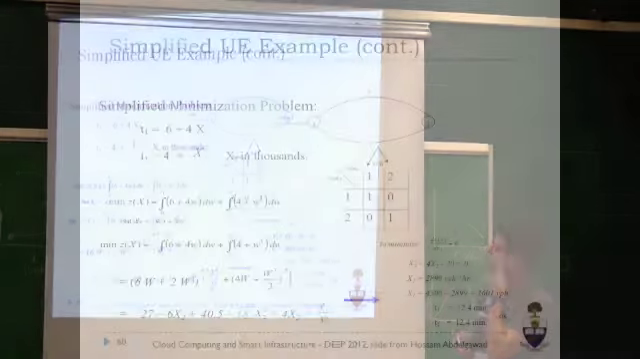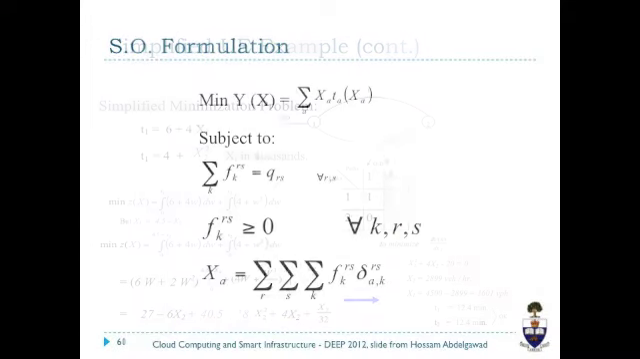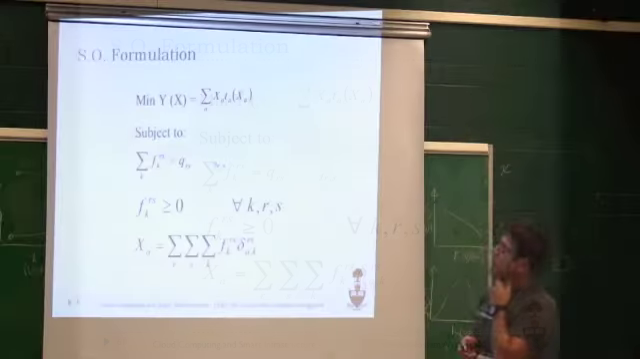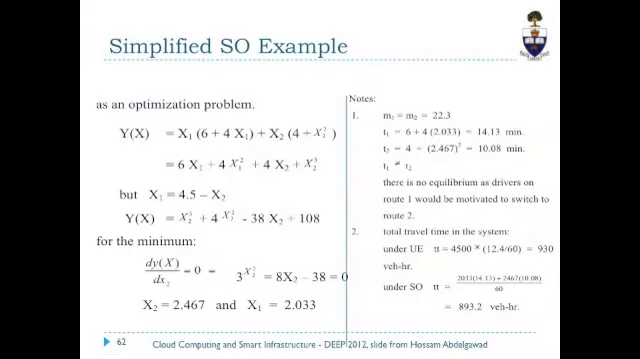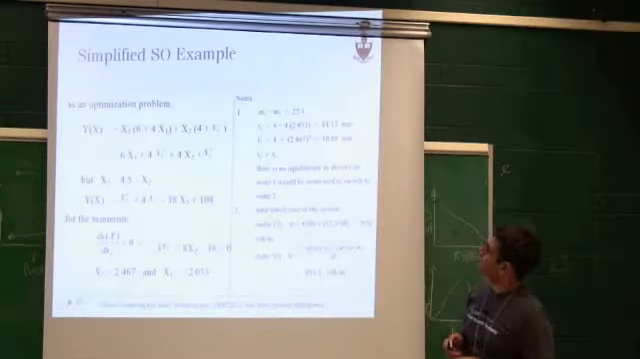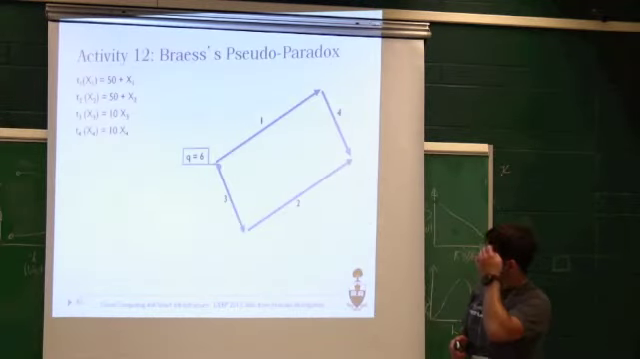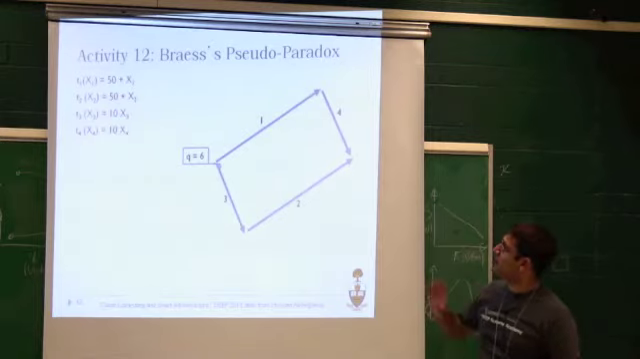And this is a similar case. This is for user equilibrium. You can do the integration here. And this is for system optimal. I gave you the simpler way of solving it. Okay. This is the last thing we're going to do today. So Braess pseudo-paradox. I'm going to discuss it.